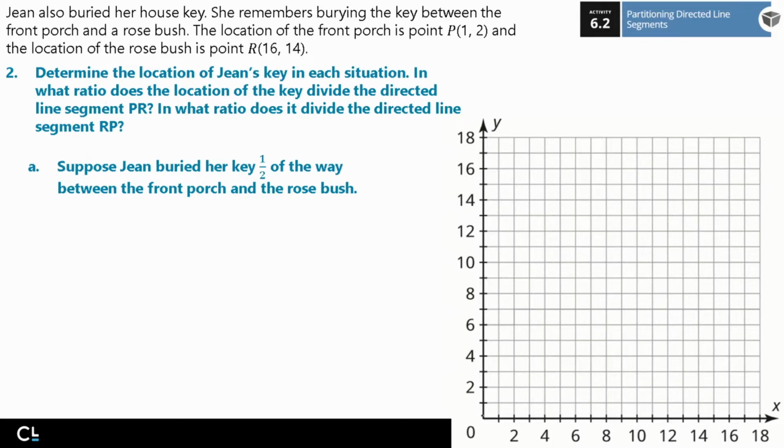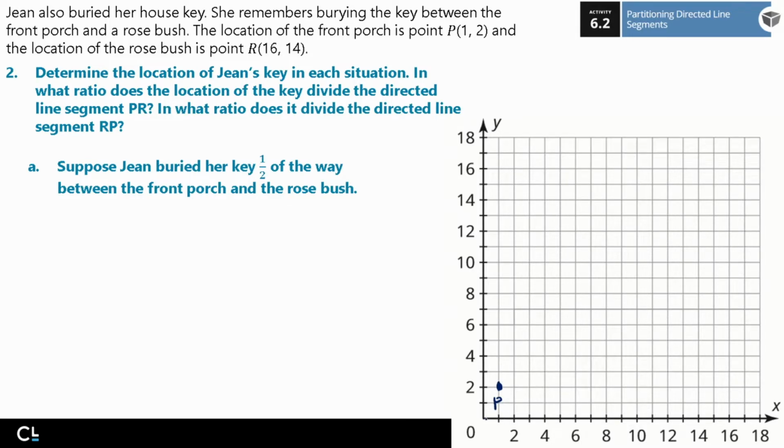We're going to start at our origin (0, 0). And first off, we're going to go to (1, 2). The 1 is our X, so we're going to go right 1 and up 2. And there we go. We have our point P. That represents our porch.